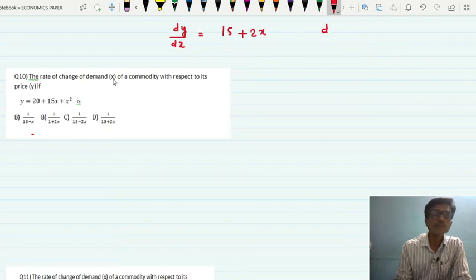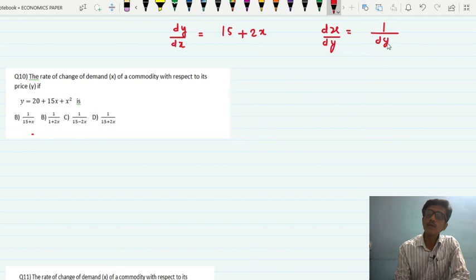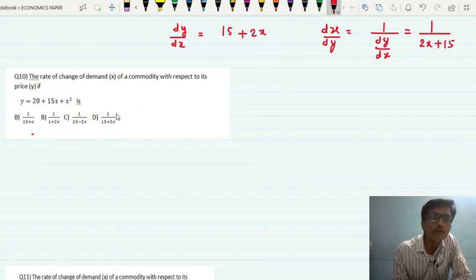So rate of change of x with respect to y means dx by dy is required, and it is equal to 1 upon dy by dx, which is 1 upon 2x plus 15. So 1 upon 2x plus 15, or 15 plus 2x. B option is there. Next question.